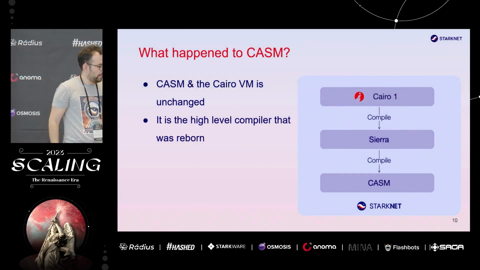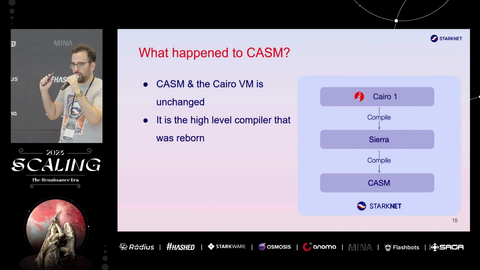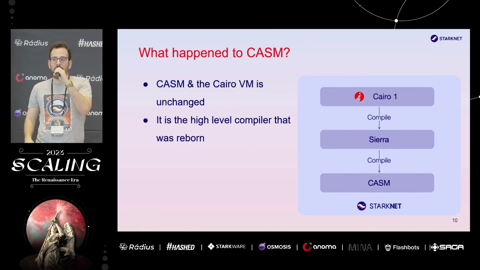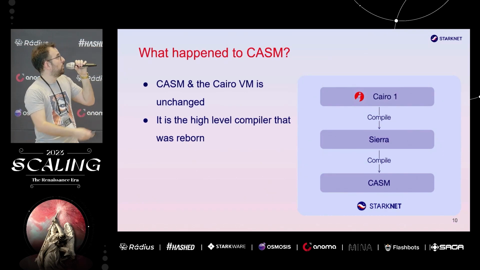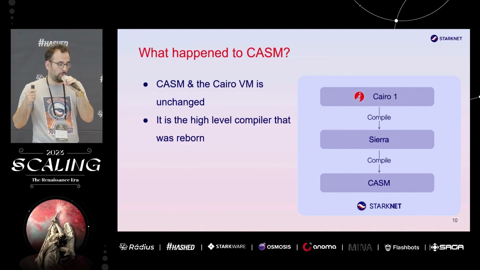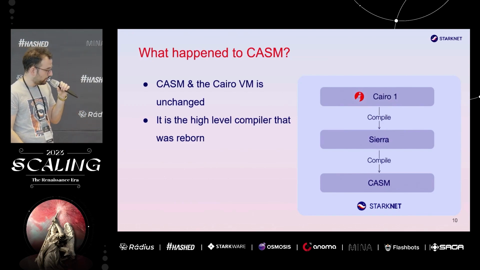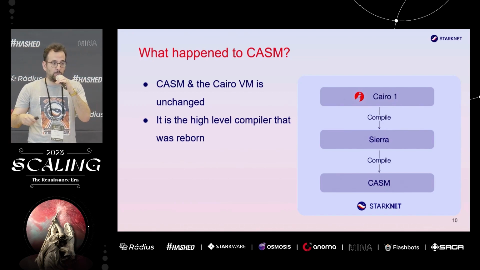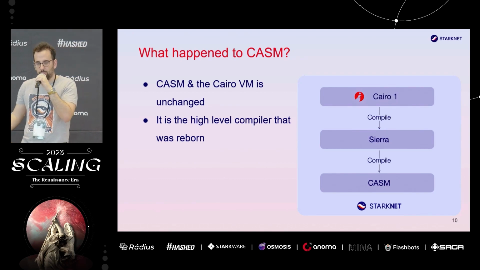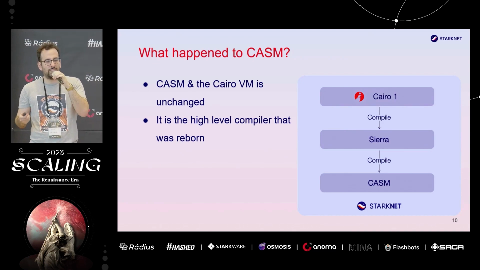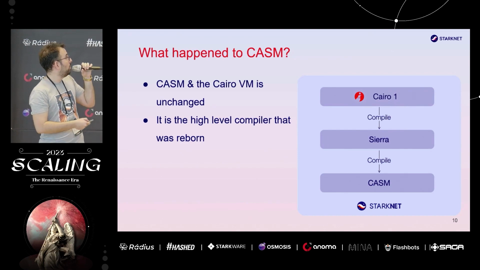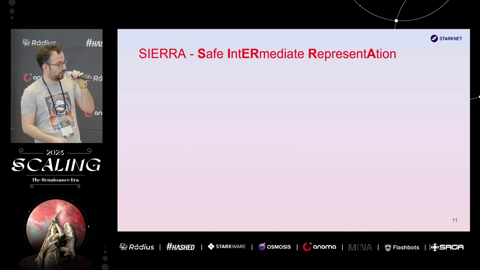Okay, so this is Cairo 1, but actually the focus of this talk is going to be an intermediate layer, a new intermediate layer between Cairo 1 and the eventual Cairo Assembly, which I've mentioned previously. So Cairo 1 compiles down to Sierra, which stands for Safe Intermediate Representation, and we'll discuss shortly in what sense it is safe. And the Sierra then compiles to Cairo Assembly or CASM.